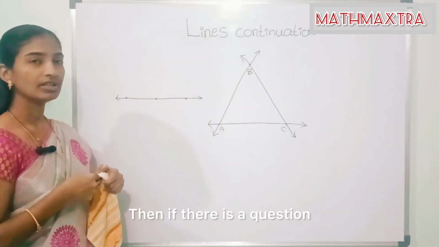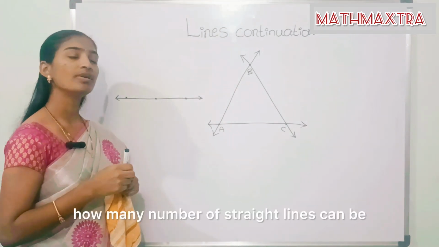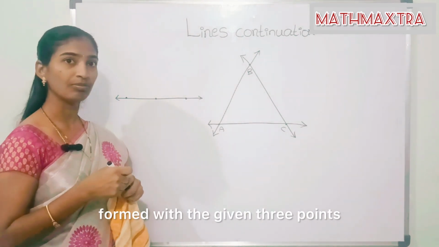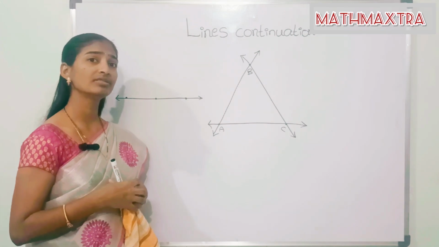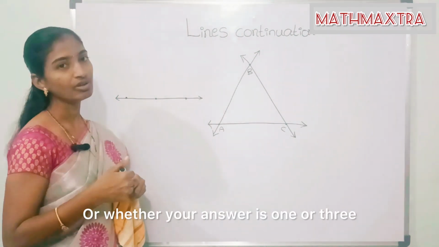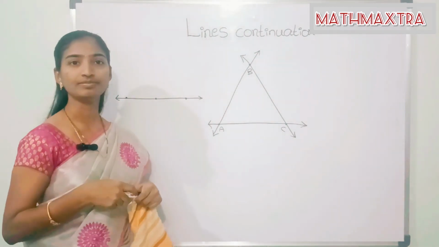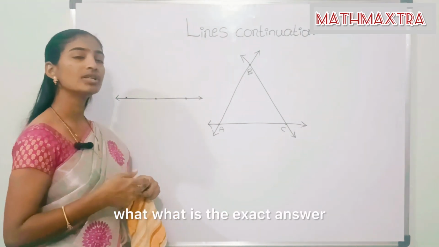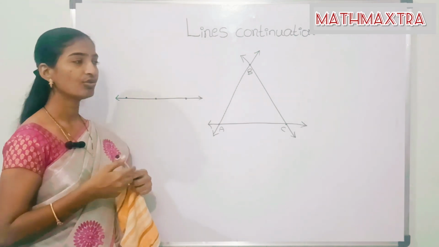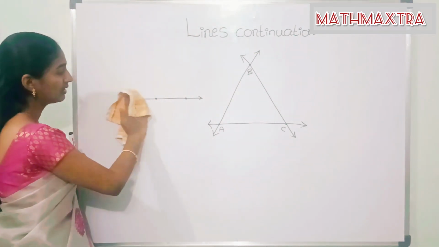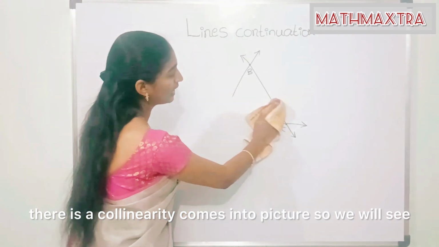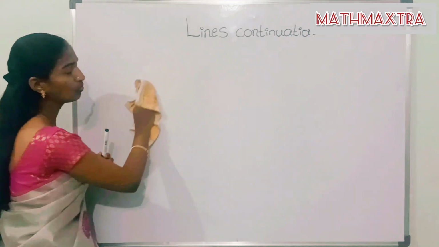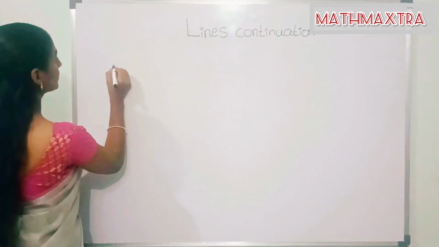Then if there is a question, how many straight lines can be formed with the given 3 points, what will be your answer? Whether your answer is 1 or 3, that can be anything, right? Then what is the exact answer? For that clarification, collinearity comes into the picture. We'll see what collinearity is.